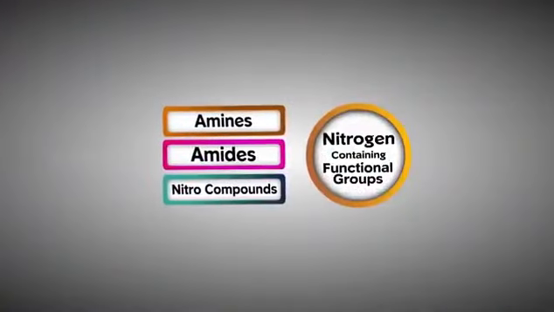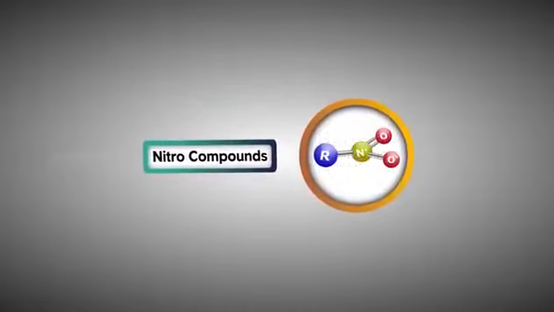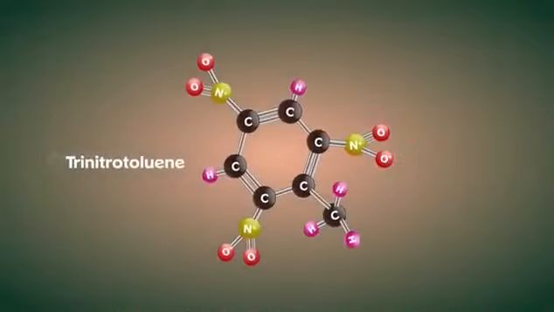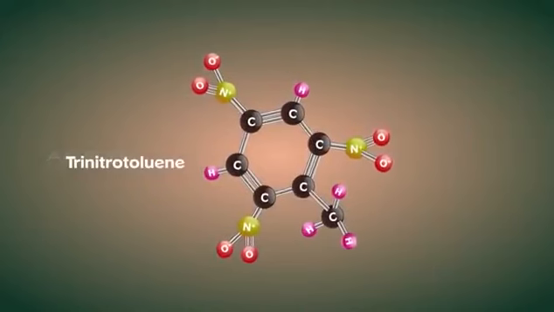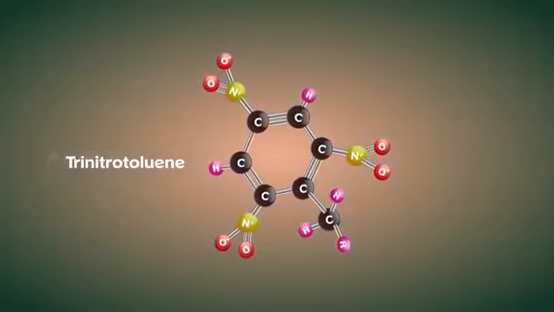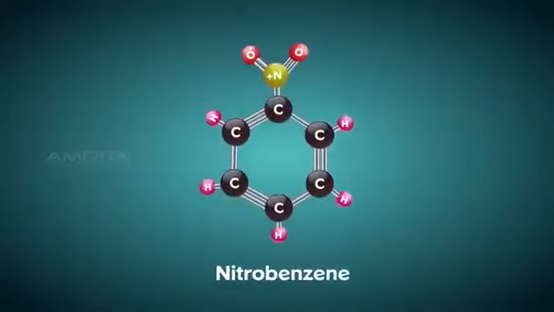Let's become acquainted with yet another family of hydrocarbons, the nitro compounds. As indicated by its name, it's an organic compound containing the nitro functional group. TNT is a commonly used explosive for military and industrial applications, and it contains the nitro functional group. Other examples are nitromethane and nitrobenzene.